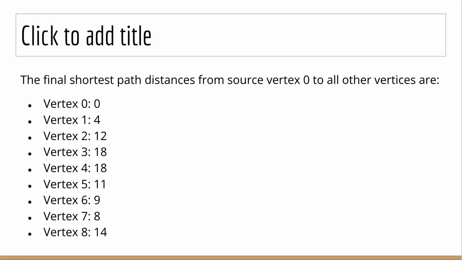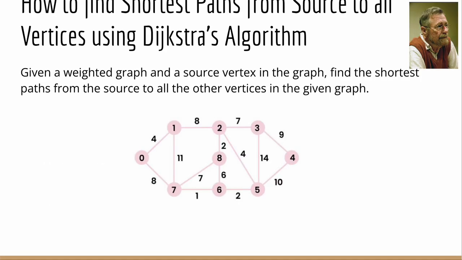So for this problem, we'll see that the final shortest path distances from the source vertex 0 to all other vertices are: 0 to 0, 1 to 4, 2 to 12, 3 to 18, 4 to 18, 5 to 11, 6 to 9, 7 to 8, 8 to 14. We'll be able to see that using his algorithm, we can tackle this type of problem easily.